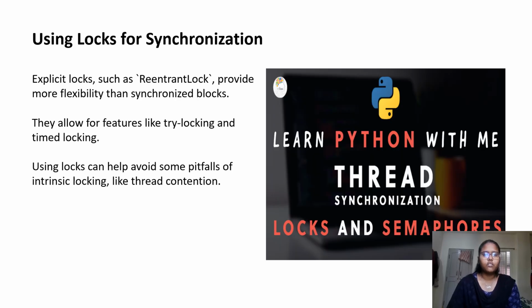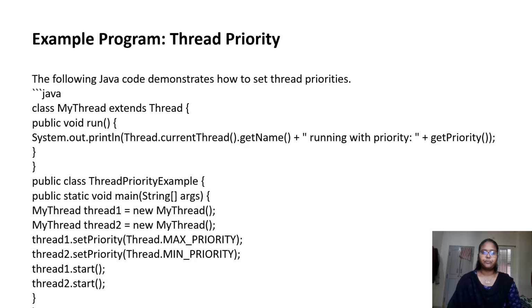So, using a lock for synchronization. Explicit locks such as ReentrantLock provide more flexibility than synchronized blocks. They allow features like tryLock and timed locking. Using locks can help avoid some pitfalls of intrinsic locks, like thread contention.